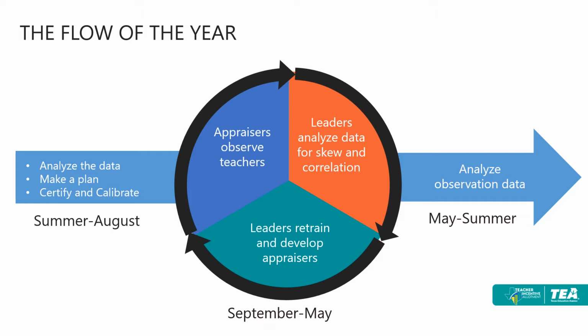Just as teachers are using data to plan their instruction, district leaders should use observation and student growth data to determine strategic areas of focus for the year in terms of calibrated observations. The middle of the year is a cycle of appraisers observing teachers, leaders then analyzing observation and student growth data for skew and correlation, and then leaders retraining and developing appraisers as a result. This should be viewed as a cycle of development rather than a one-time training. Finally, the year ends with more data analysis before starting the cycle over again.